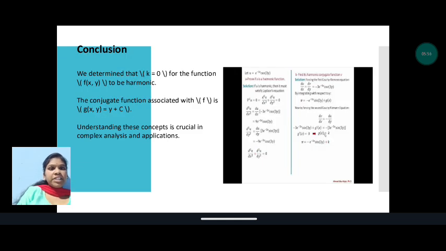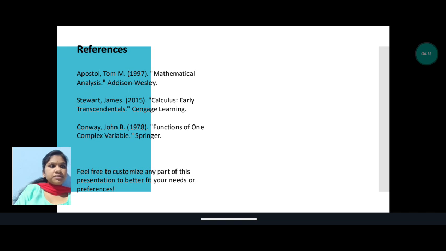Conclusion. We determined that k = 0 for the function f(x, y) to be harmonic. The conjugate function associated with f is g(x, y) = y + c. Understanding these concepts is crucial in complex analysis and applications. This is about my presentation.